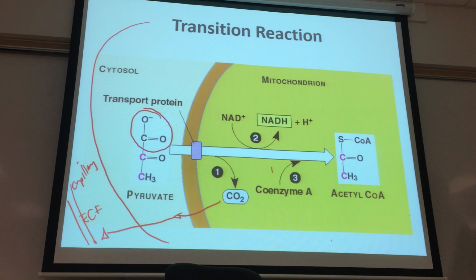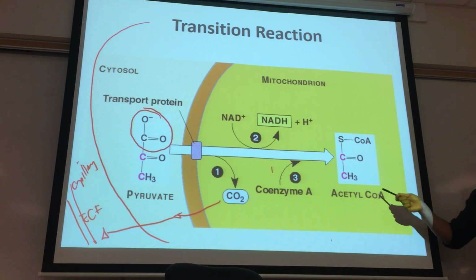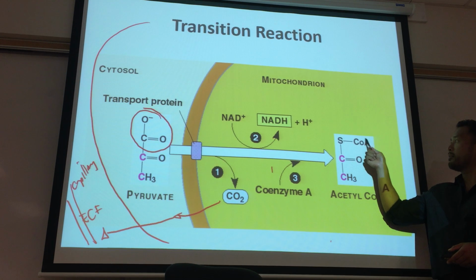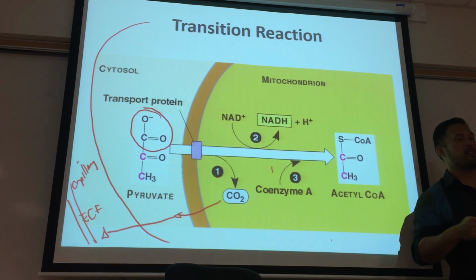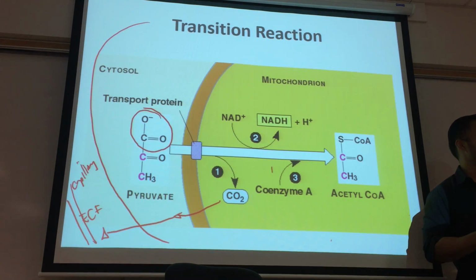Where does that come from? So this is coenzyme A. This portion right here, coenzyme A. That comes in from the mitochondria. And you have to see the reaction taking place to see where that comes from.